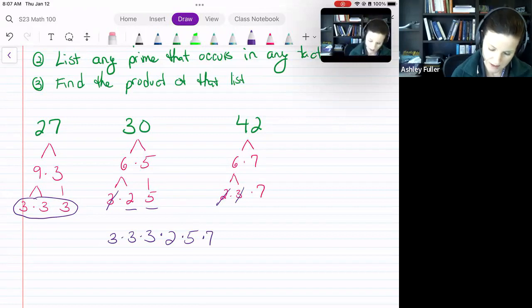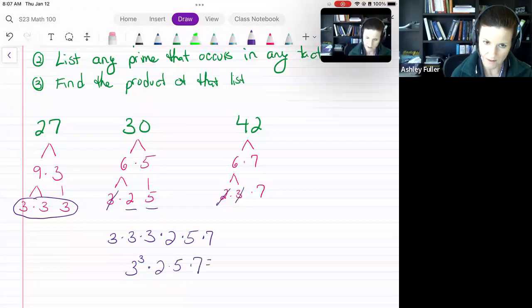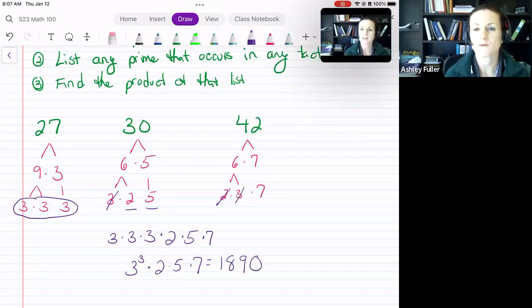Our least common multiple then is 3 cubed times 2 times 5 times 7, which is 1,890. This means 1,890 is the smallest number that 27, 30, and 42 will all divide into evenly.